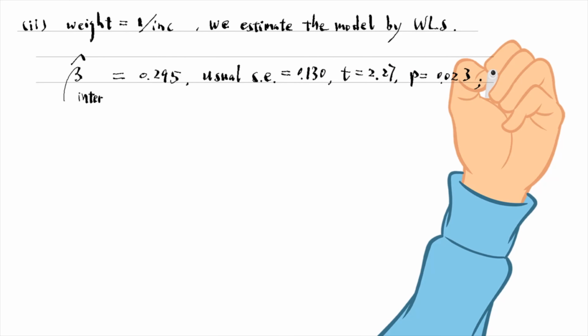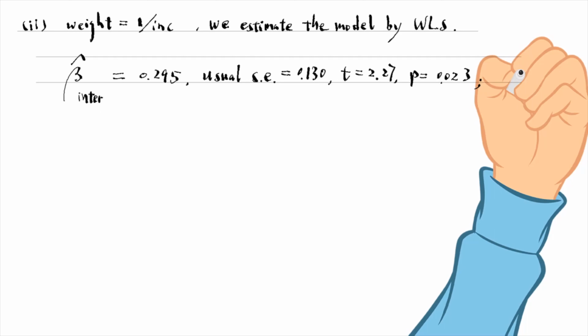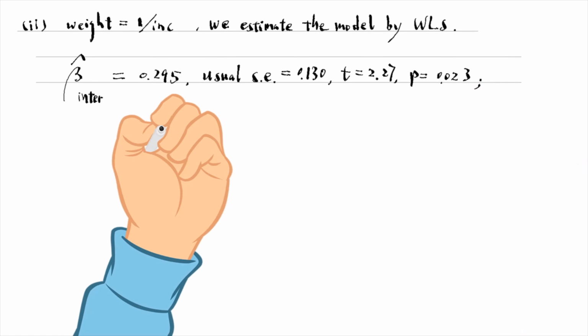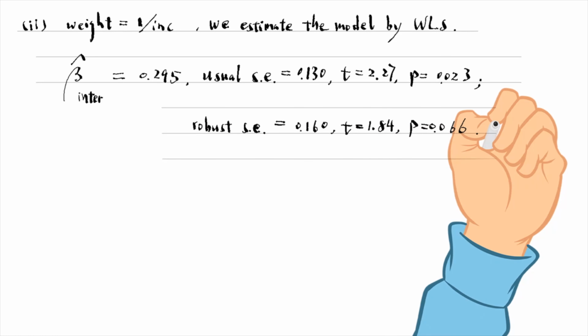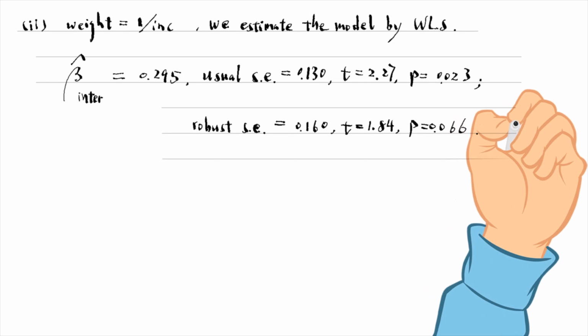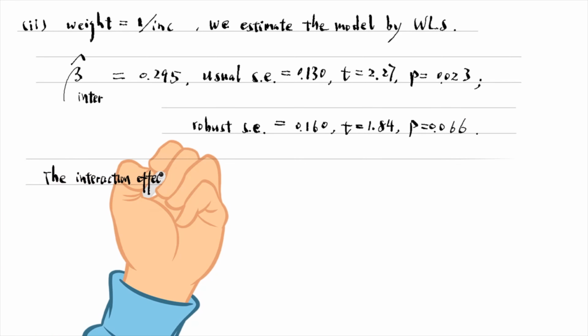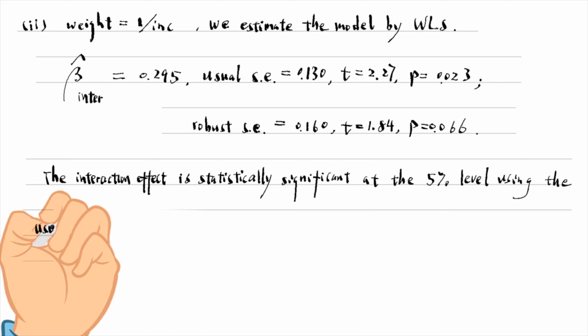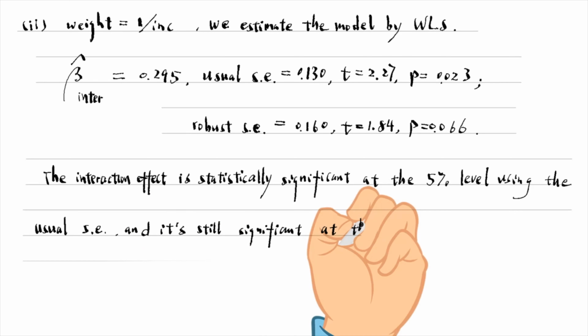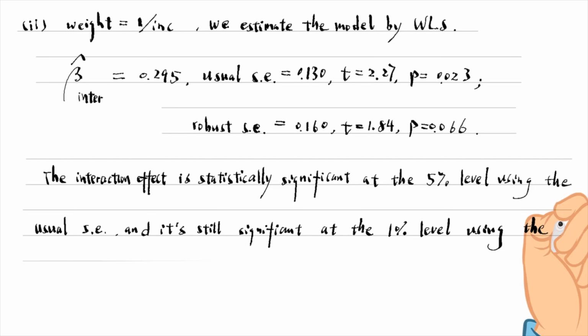The usual standard error for the interaction term is 0.130. The t-statistic is 2.27 and its p-value is 0.023. The robust standard error for the interaction term is 0.160. The t-statistic is 1.84 and its p-value is 0.066. We find that the interaction effect is statistically significant at the 5% level using the usual standard error in the weighted least squares model. And it is still significant at the 10% level using the robust standard error.